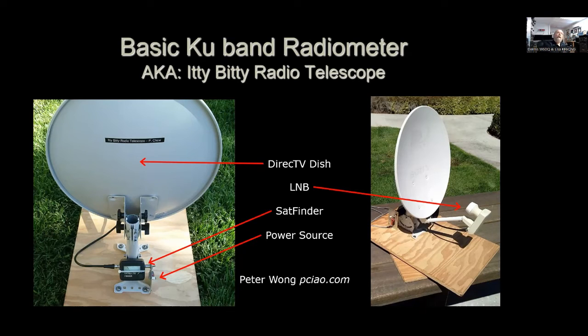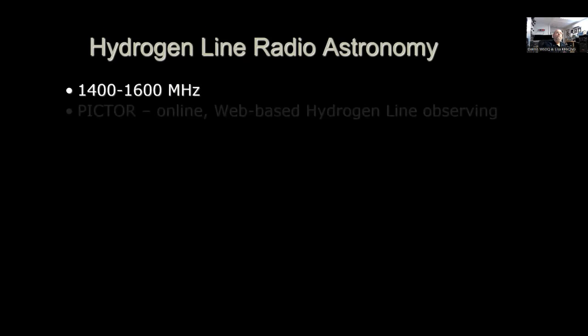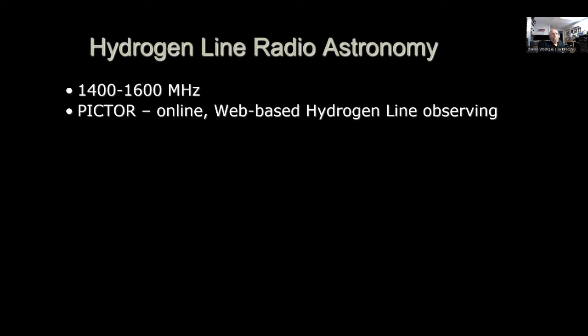But let's talk about something a little more complicated. Let's talk about hydrogen line. How do we do that? What are we going to do? We're going to look at the range of 1400 to 1600 megahertz. Now, I said you could do this for free, and this just blows my mind. There's a fellow over in Italy who's created something called Pictor. It's an online, web-based hydrogen line telescope, and it's free to anyone who wants to use it. You can connect up to it and do observations, and I've done this many times.